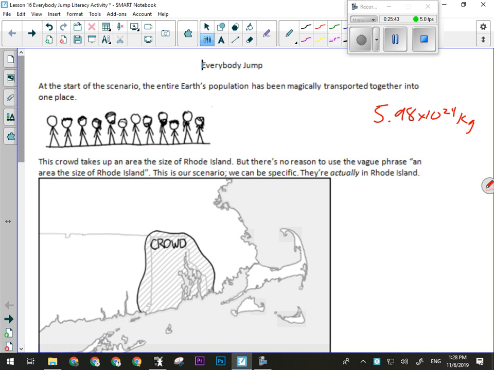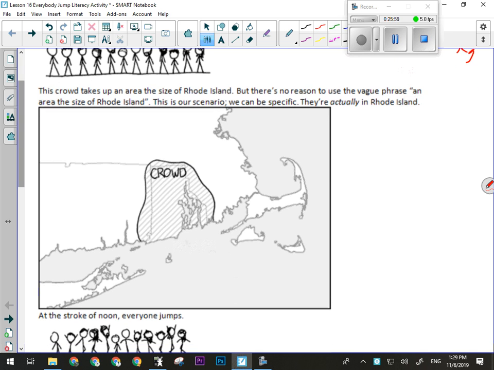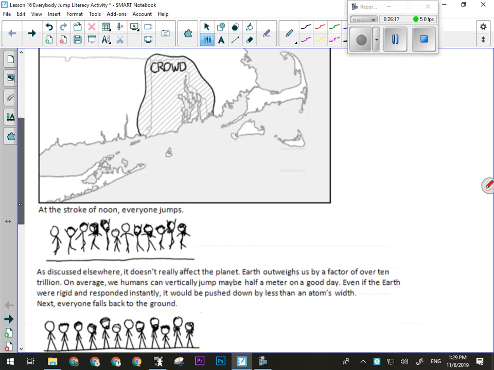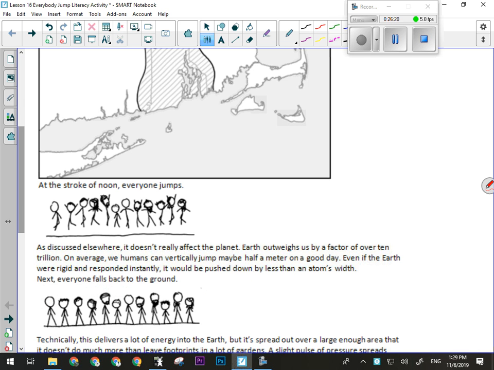So, start of the scenario, the entire Earth's population has been magically transported to one place. Because how else would we get everybody there? Yeah, it's ridiculous. So, everybody's just in one place. The crowd takes up an area the size of the state of Rhode Island. Just like the smallest state. So there's no reason to use a vague phrase, an area the size of Rhode Island. We're just going to say everybody's in Rhode Island, the most boring place in the world. Okay? So everybody's there. Everybody's in Rhode Island.